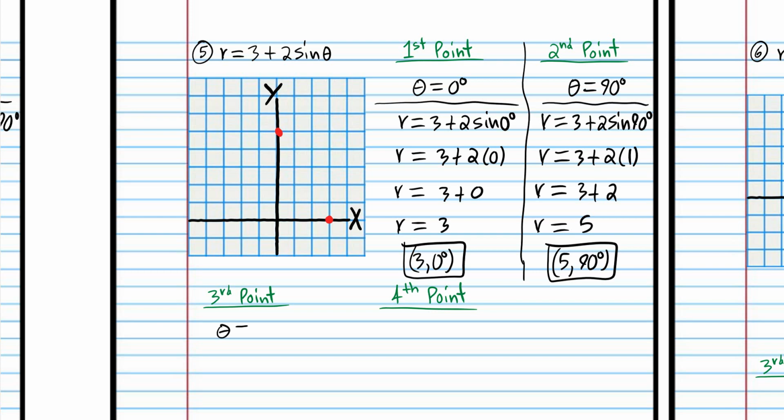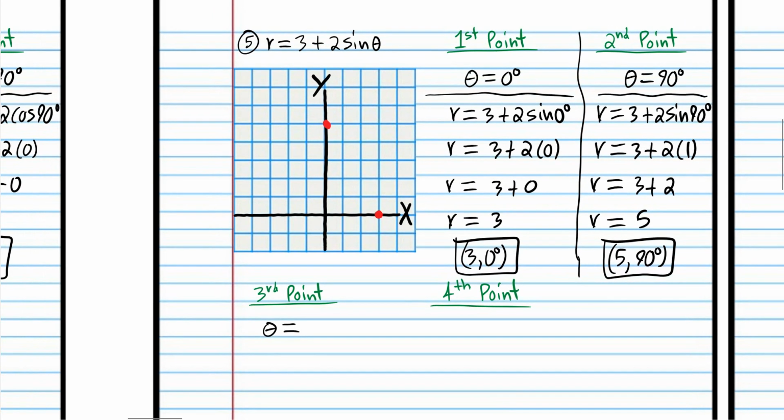And let's choose another theta value. We have 2 more points and then we can graph it and we'll be done. So maybe we can try negative 90 degrees. So r is equal to 3 plus 2 times sine negative 90.